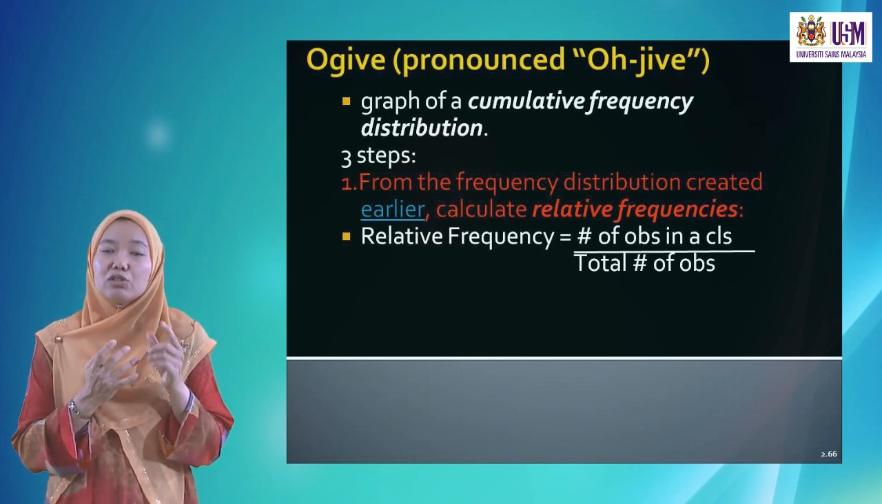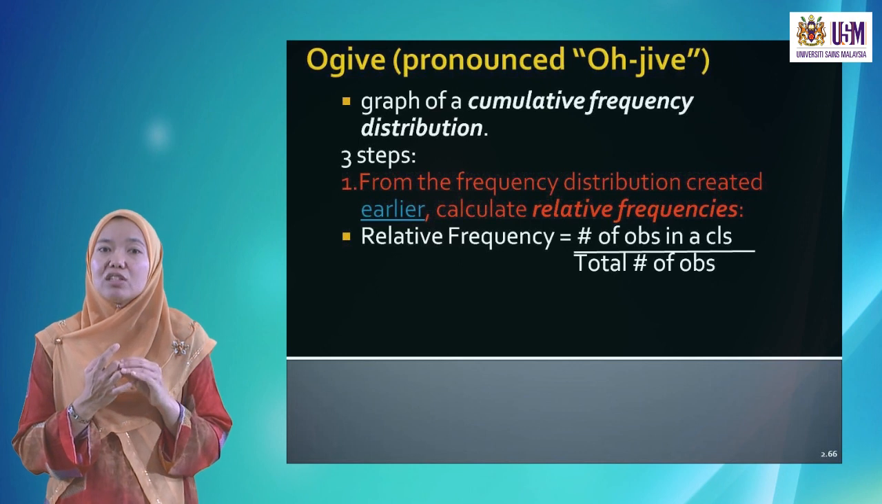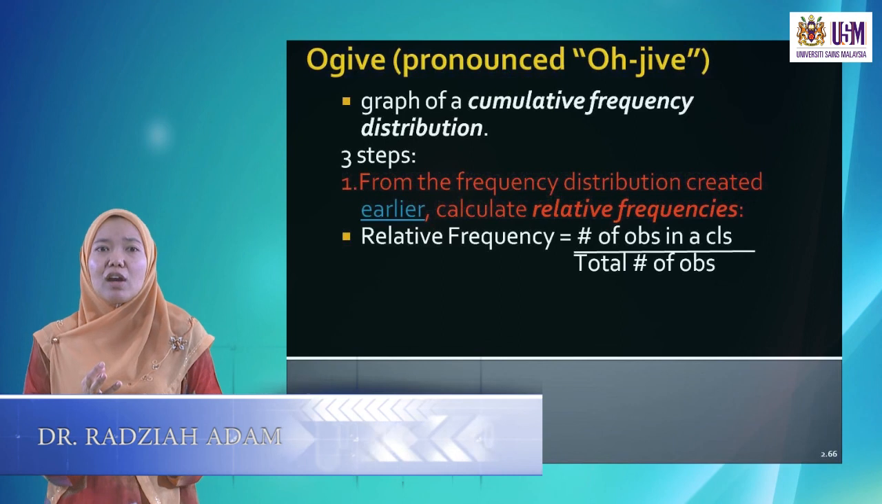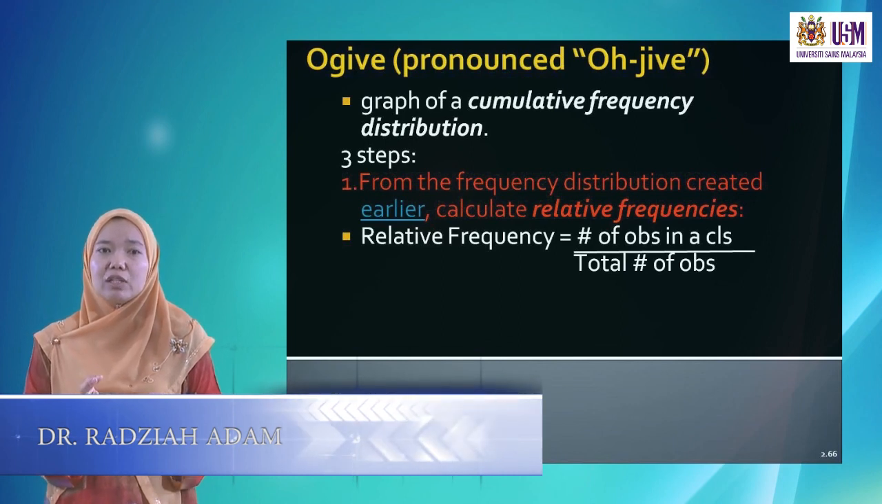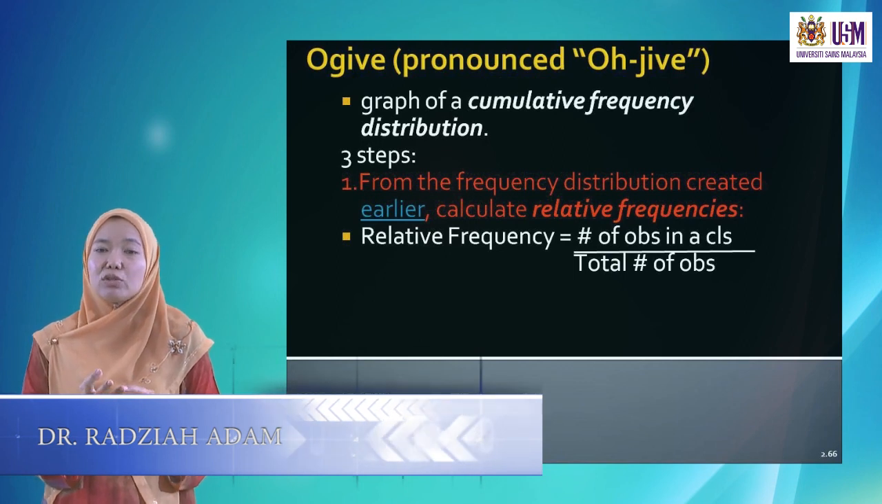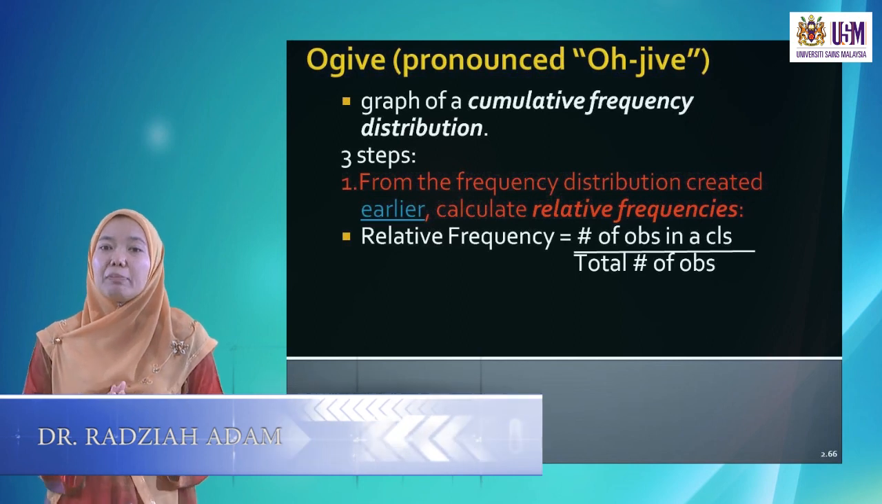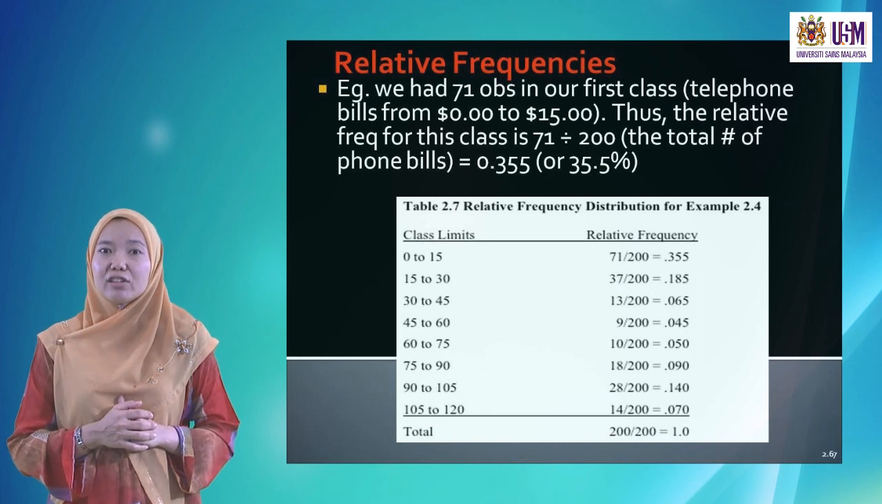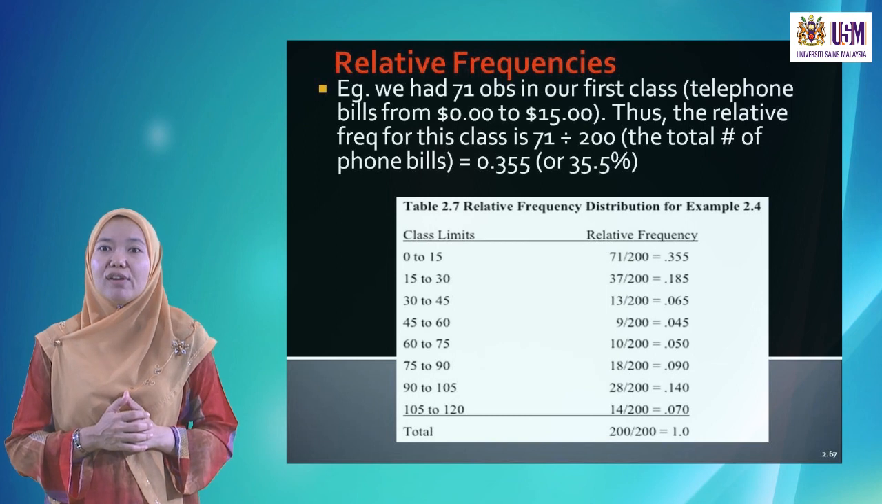Now, I introduced to you the words cumulative frequency distributions. So we have three steps. In order to create an ogive, the first step is where you need to use the frequency distribution that you created earlier and calculate the relative frequency. The relative frequency formula is given as the number of observations in a group divided by the total number of observations. For example, we had 71 observations in our first class.